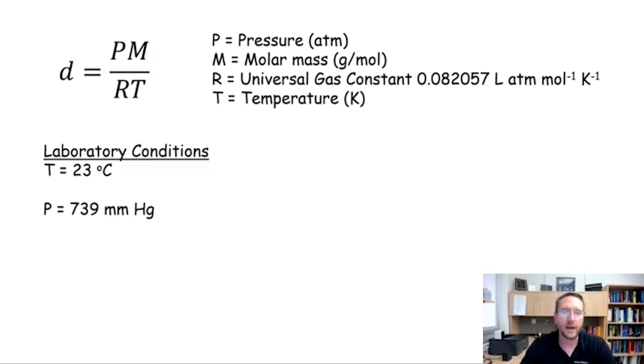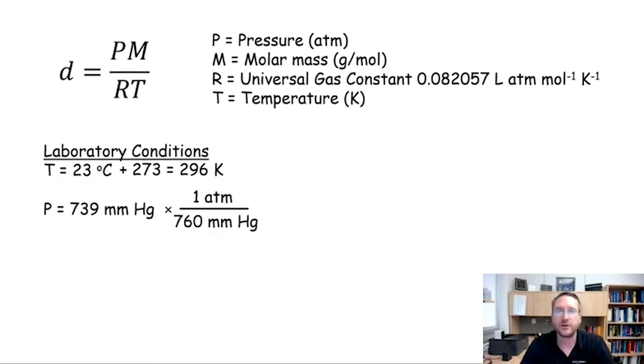So I told you our laboratory conditions were 23 degrees Celsius and a pressure of 739 millimeters of mercury. I got that off our barometer. And so I'm going to go ahead and do those conversions so that they're in the appropriate units. So I'm going to add 273 to my temperature to convert over onto the Kelvin scale, the absolute temperature scale. And then I divide by 760 millimeters of mercury because 1 atmosphere is equivalent to 760 millimeters of mercury. And that gives me a pressure of 0.972 atmospheres.